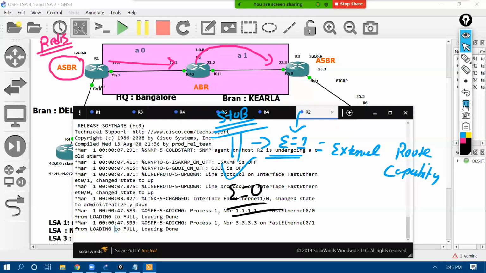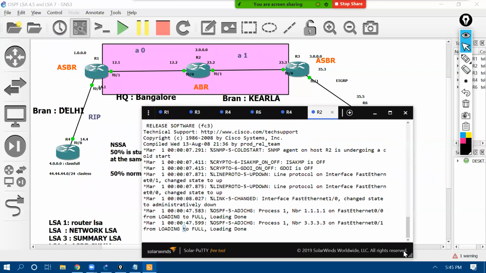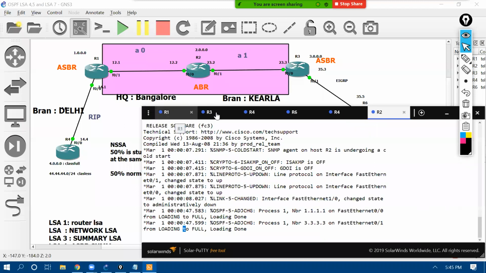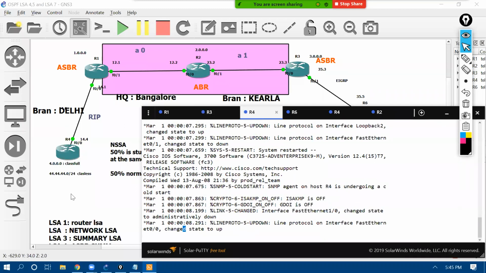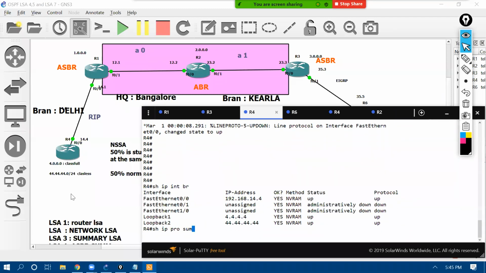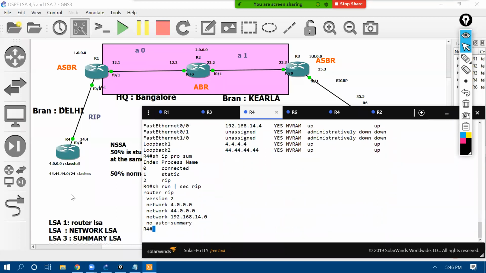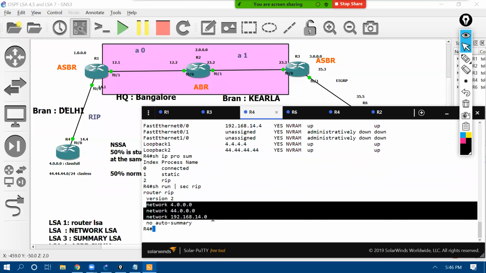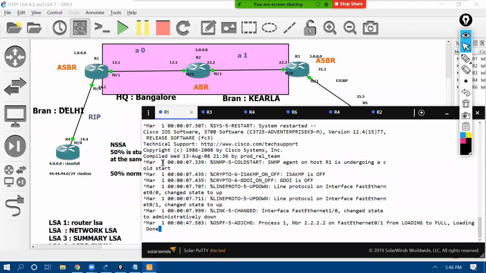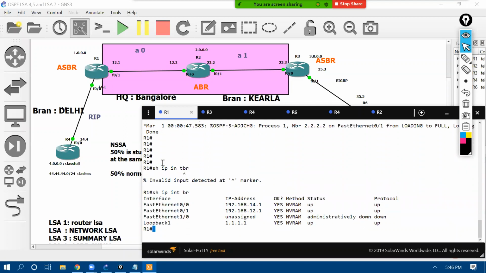So let's see, till this point, whatever configuration we have right now. Let me start from R4 router. It should have the IP address and RIP enabled. So show ip protocols summary, show run section rip. Okay, so we have advertised all these routes, and let's go to R1 now, this router. So show ip interface brief. Perfect, right? So show ip protocols summary.